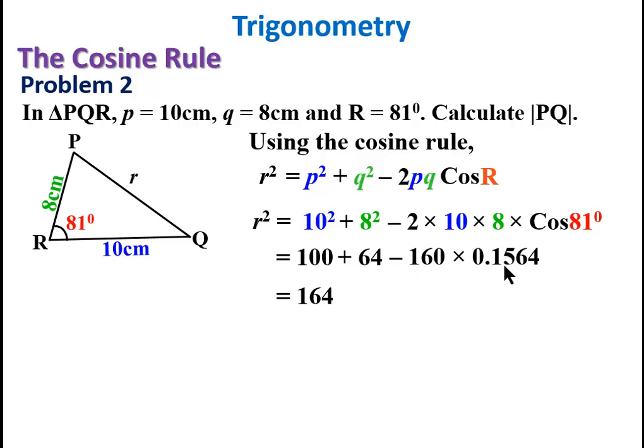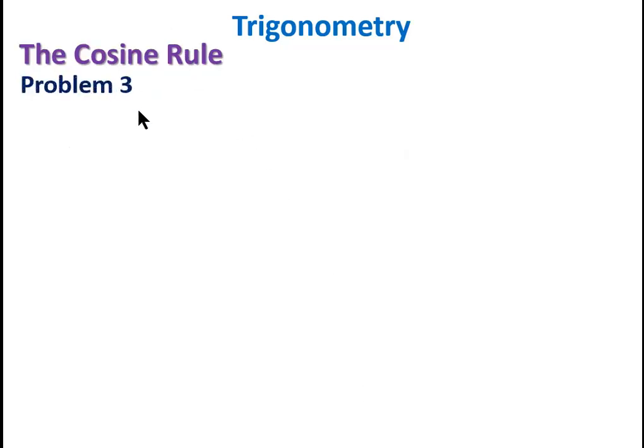160 multiplied by 0.1564 gives minus 25.024. So subtracting, we have 138.976. So that's R squared. To get R now, we find the square root of this, which is 11.79 centimeters. So we have found PQ to be 11.79 centimeters. So we go to the third problem.